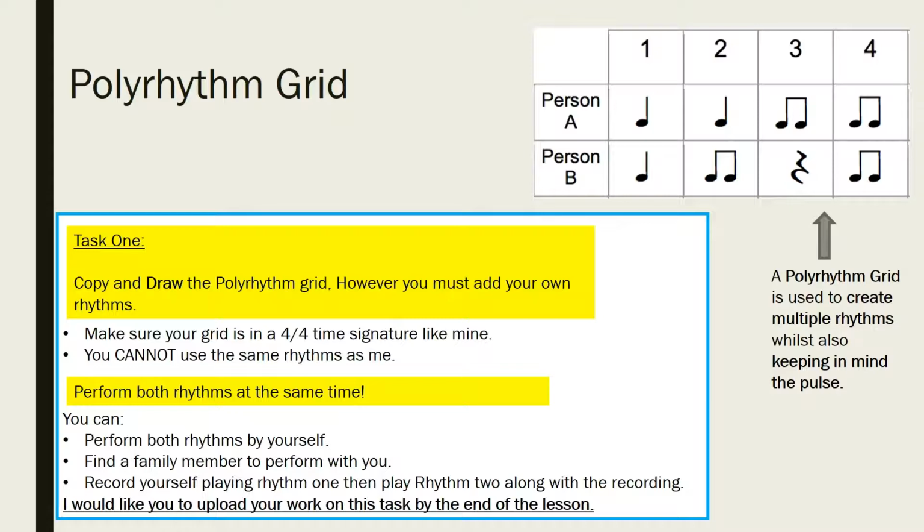And then as we go further, pulse 3, you can see it's a bit different. Person A now plays coffee and person B doesn't play at all because it's a rest. So you keep the pulse in mind so you're playing at the same time.